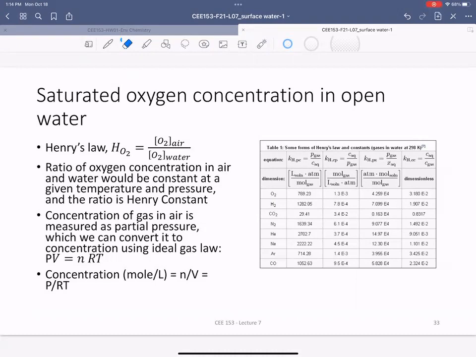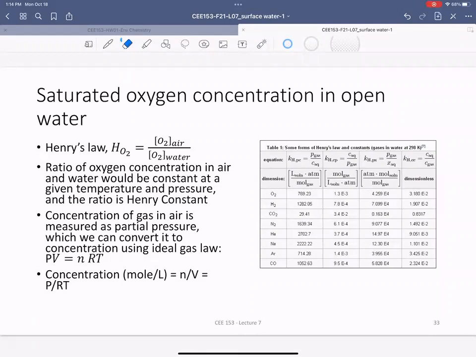And it turns out the concentration of oxygen in the atmosphere is constant. 21% of the atmosphere is oxygen, right? So that means if you take 1 cubic meter of air, 21% of that volume is oxygen. Okay, so if you know that concentration, you should be able to calculate how much concentration is going to be in water. So as you see, the Henry constant is a ratio of concentrations, and it could have a different unit based on what unit is used for oxygen concentration.